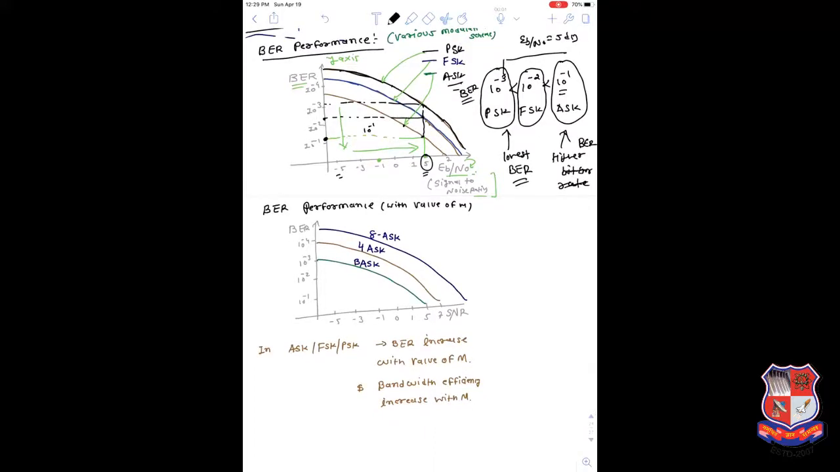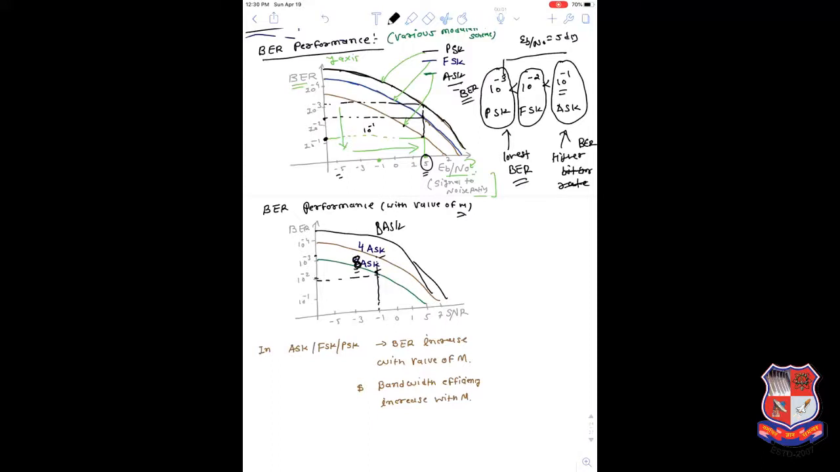Now if you move further, for different versions with different M values, as M changes, the bit error rate performance basically degrades. So if you start with binary ASK, if you take three different variations of ASK, with 2-ary ASK, 4-ary ASK, and 8-ary ASK, here again you can observe a different value of the bit error rate.